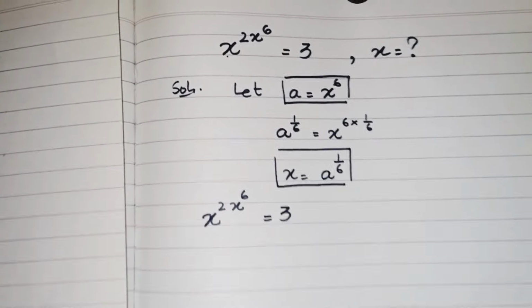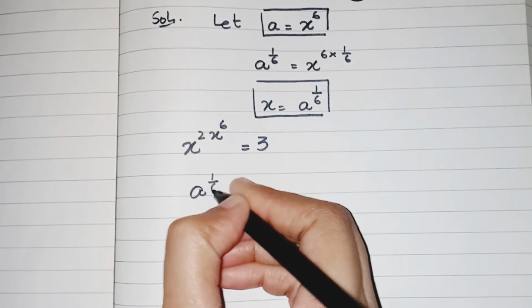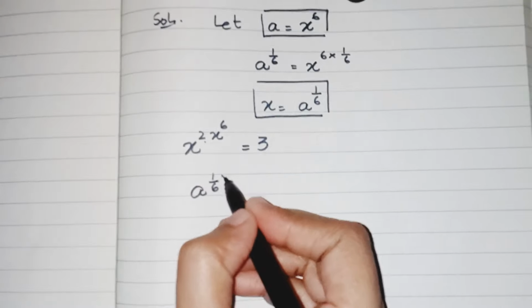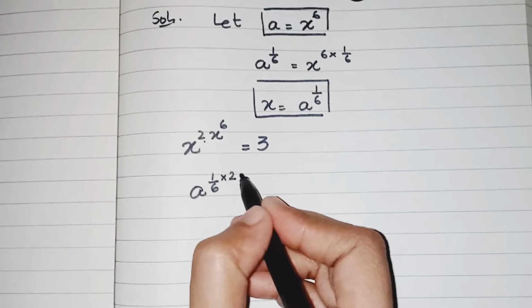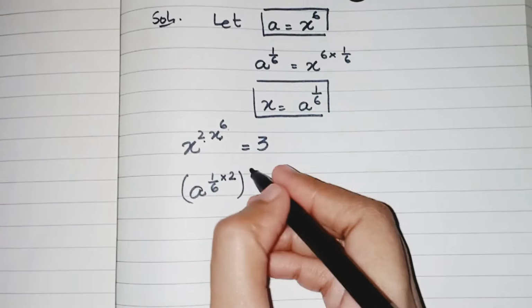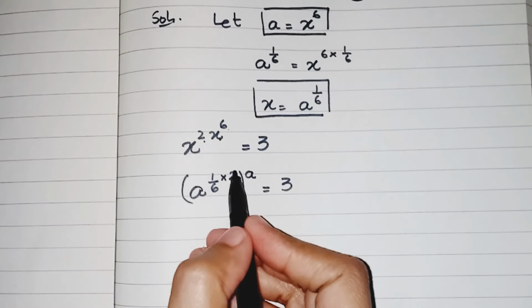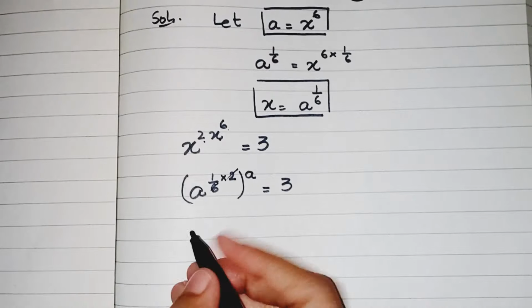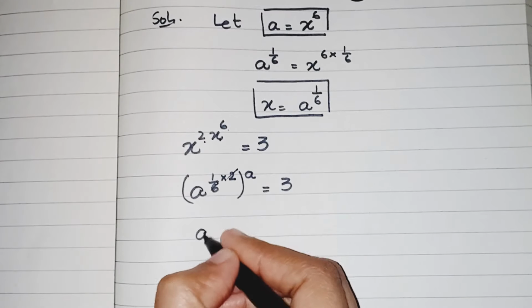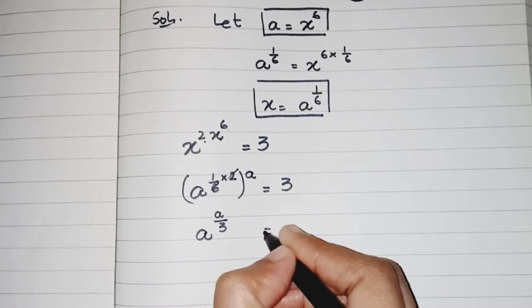In place of x I am writing a^(1/6) multiplied by 2, which is the original power of x, and in place of x/6 I have to write a, equals 3, where 2 and 6 will be cancelled out because both are multiples of 2. So I have remaining a^(a/3) = 3.